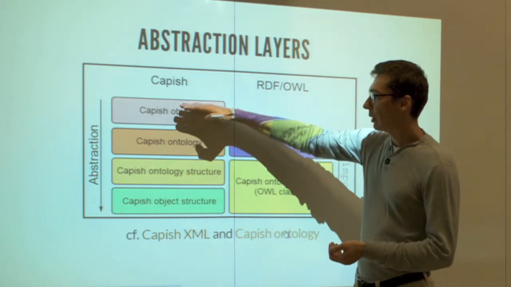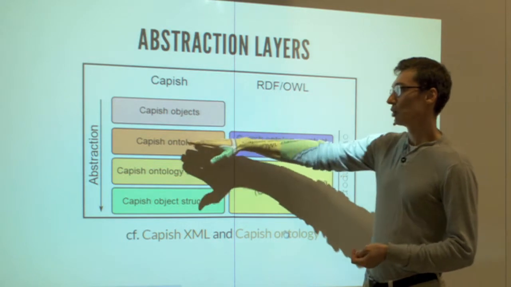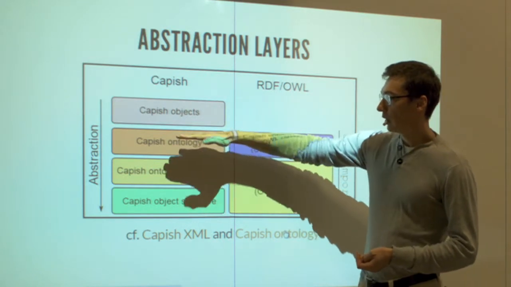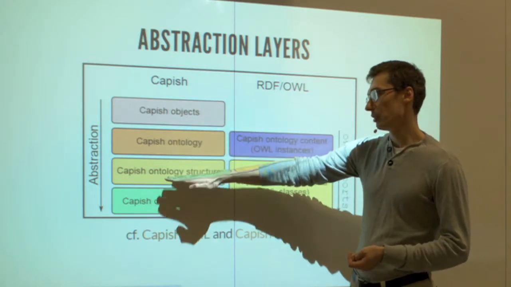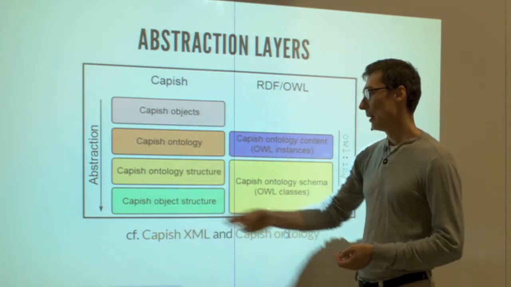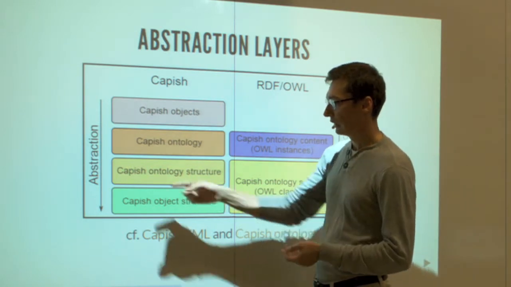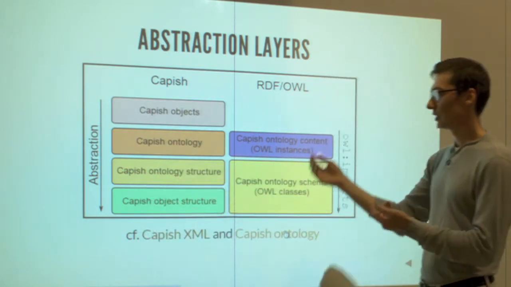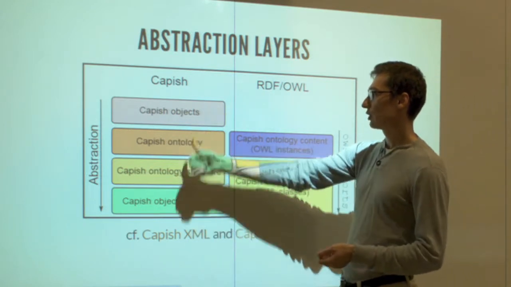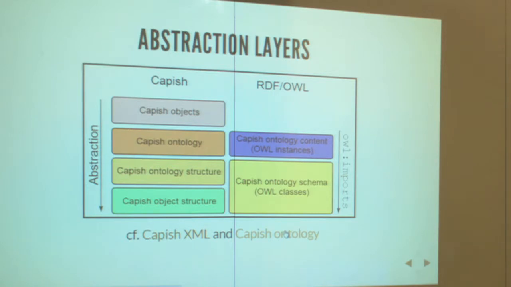And then you have the metadata to it, which is the Capish ontology. And then you have metadata to the Capish ontology, it's the structure of it. And then, well, in a way, this one is defined by the Capish object structure, but you can't really call this a metadata to this, but still, somehow the concreteness grows this way. Now, how would we represent it with OWL?